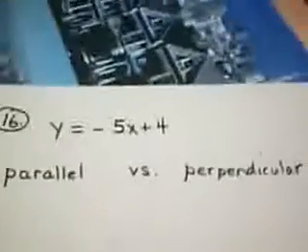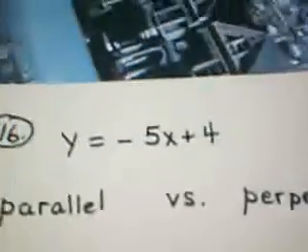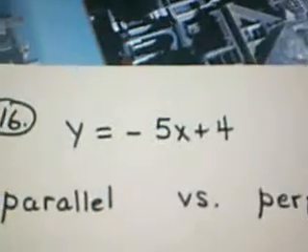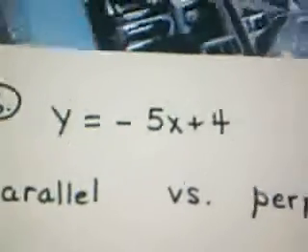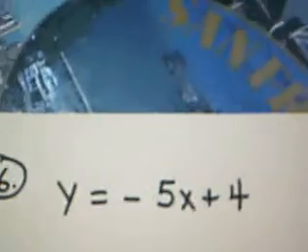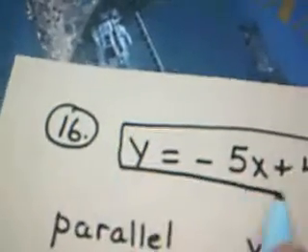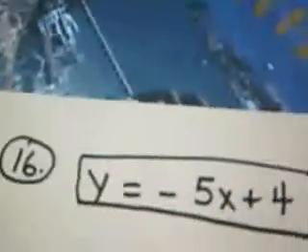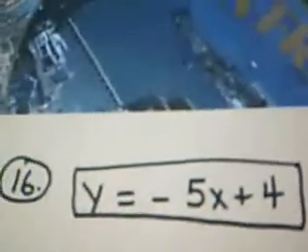Question number 16 starts off by giving me the equation of the line y equals negative 5x plus 4. Now, this equation, y equals negative 5x plus 4, is already in slope-intercept form. So that means the number in front of the x is the slope. So negative 5 is the slope.